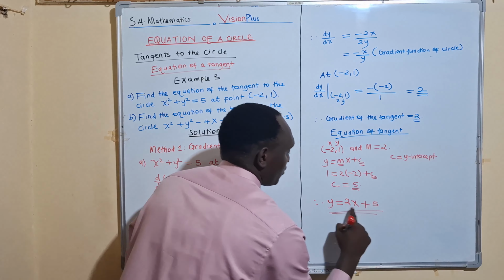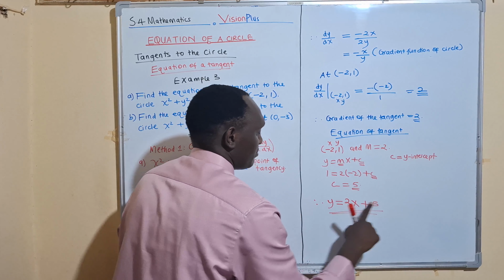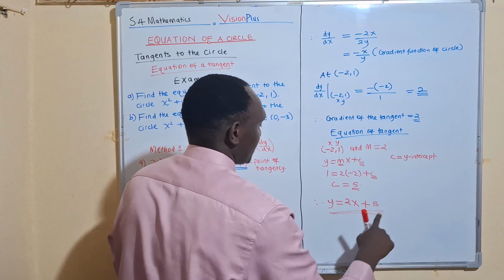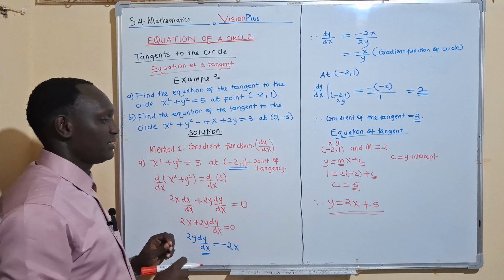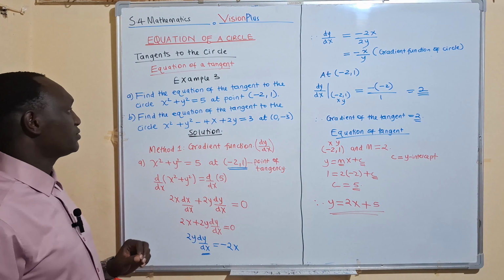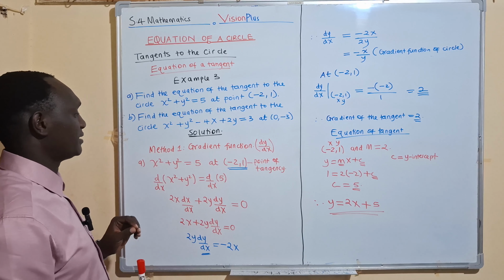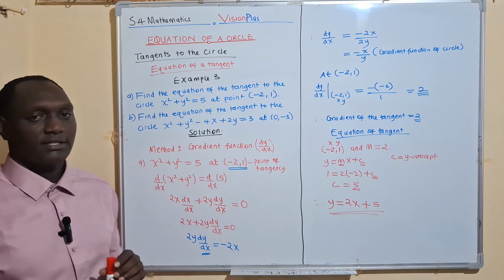We only substitute for m and c, but we leave y and x because this is the equation of the tangent at any point on the tangent. So this is the solution to part A using method 1, that is the method of the gradient function.